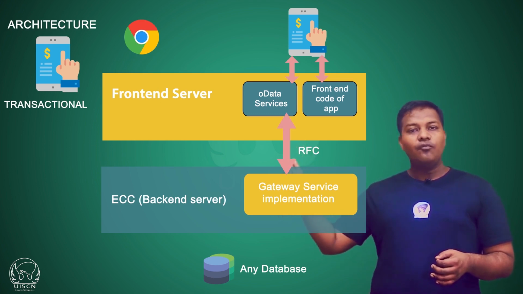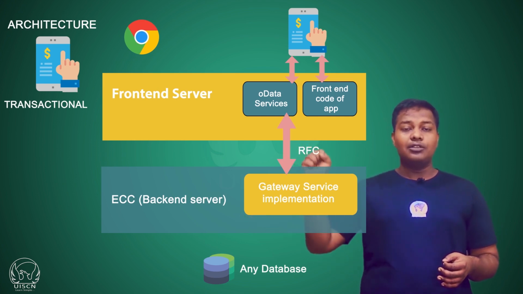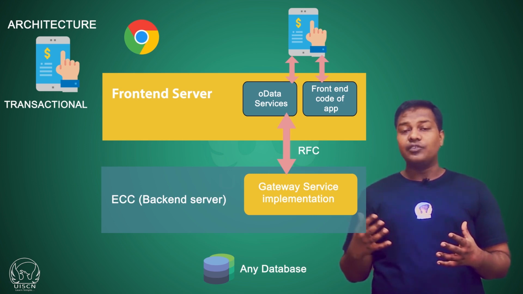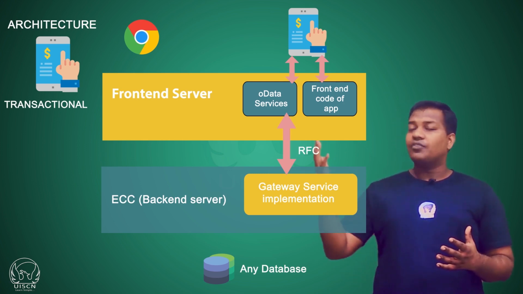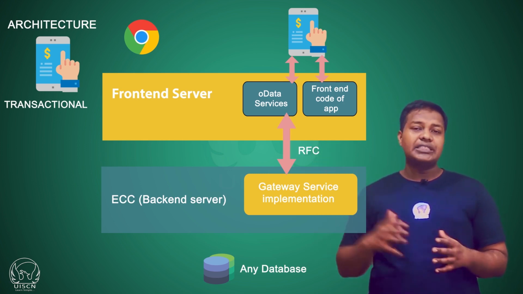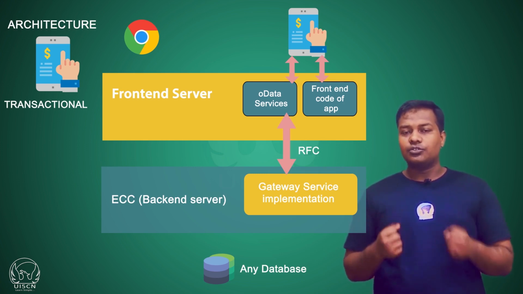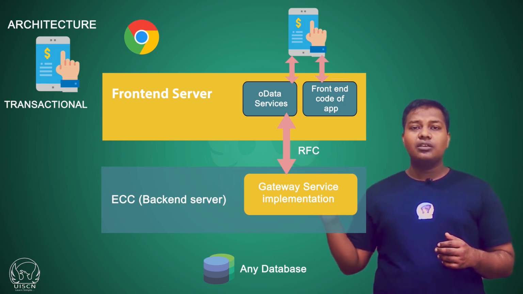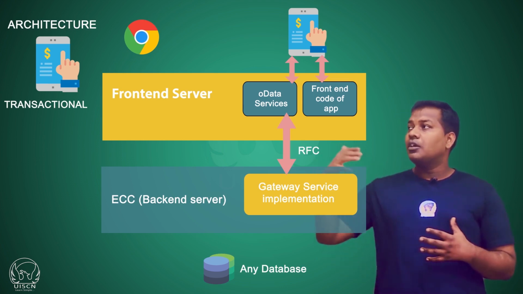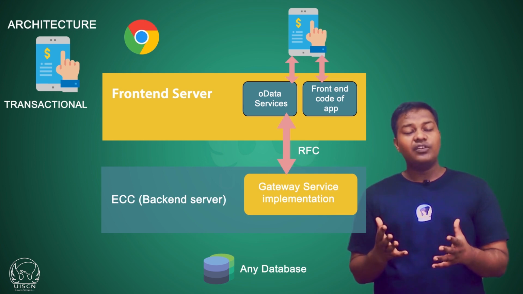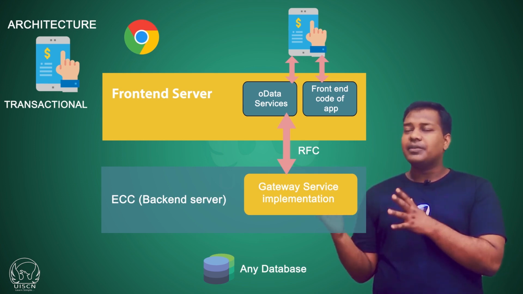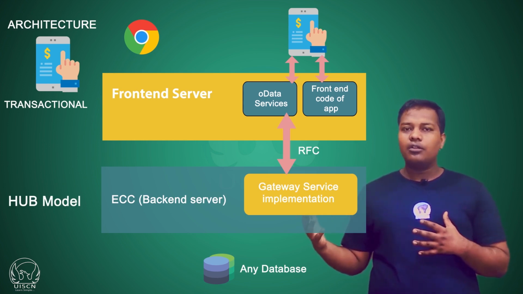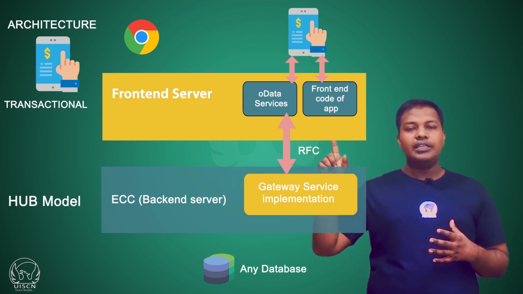So your ABAP will be getting all the data and passing it to your front-end gateway system, and then the front-end gateway system will be returning the data to your client browser. So these are the entire steps, and here the front-end server or the front-end systems are also referred to as your gateway system, and this typical model is called your hub model, where you have a separate gateway system.